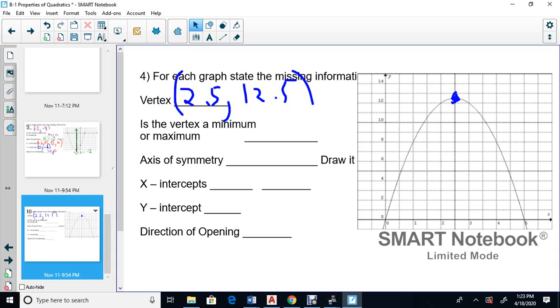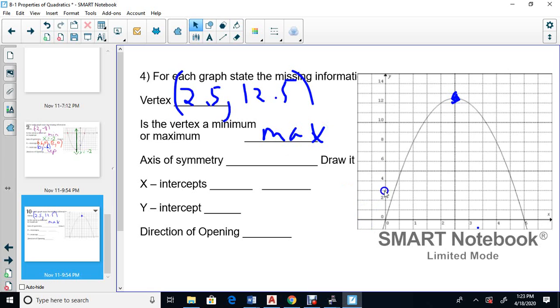Okay, one more time we'll check. It doesn't go to the 3, it goes between the 2 and the 3, 2.5. Then we come up and across here, it looks like 12. It doesn't go to the 13, looks like 12.5. Now, is this vertex the highest point or the lowest point, the minimum or the maximum? It's the maximum. So I'll write the word maximum, or just max, M-A-X.